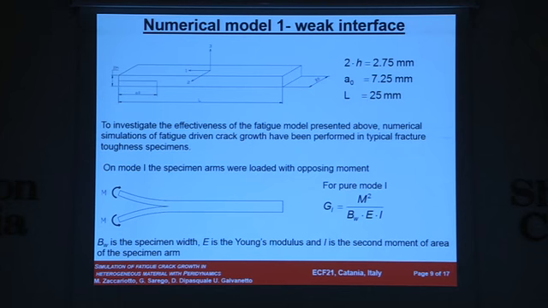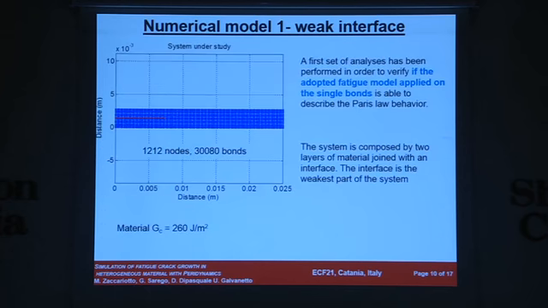This is the strain energy release rate that we have at the crack tip, so we have a constant stress intensity factor also when the crack propagates. Here is the discretized system, in which we used more or less 1,200 nodes that are shown here, and about 30,000 bonds that are shown in this figure.